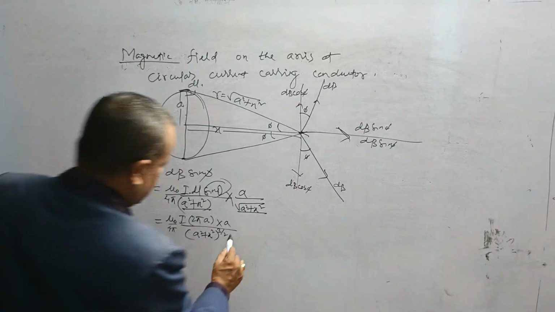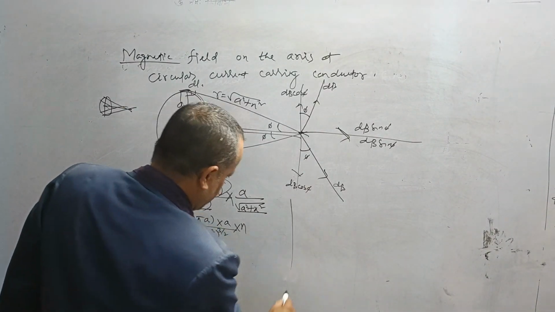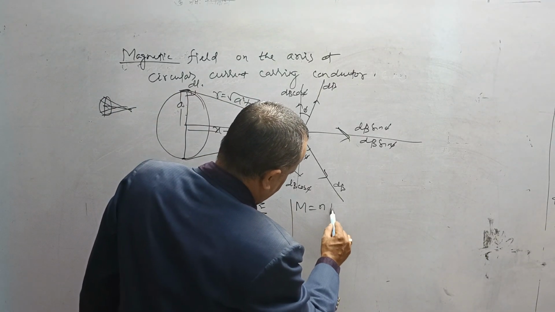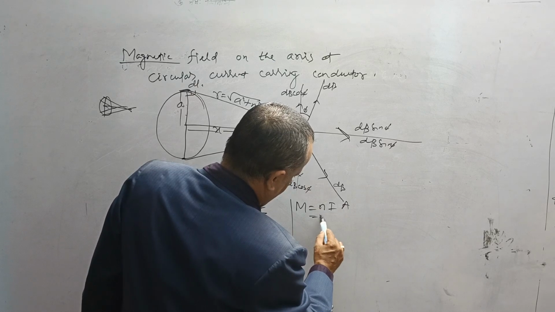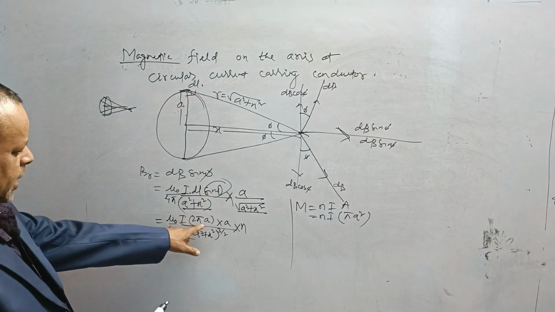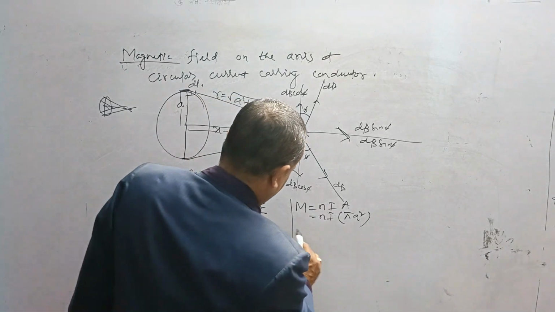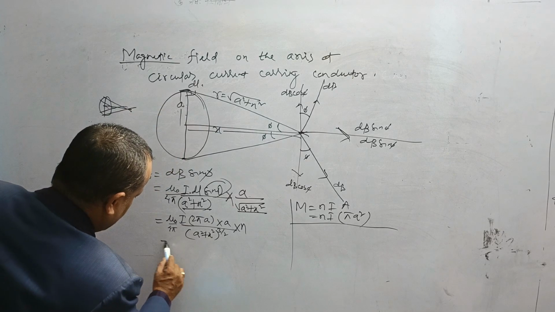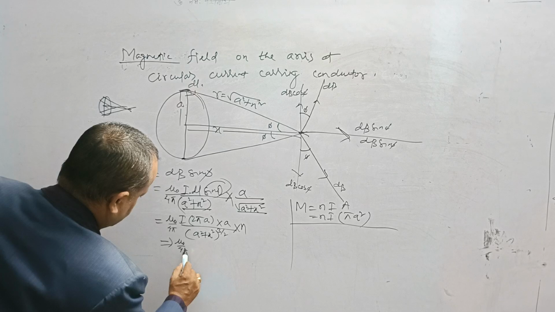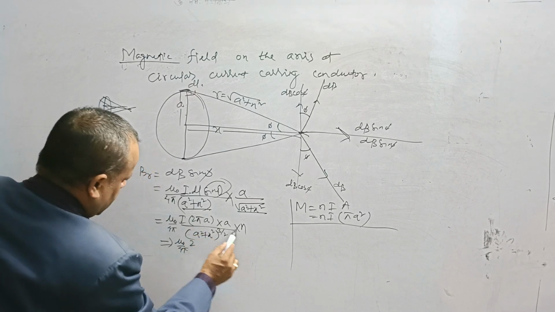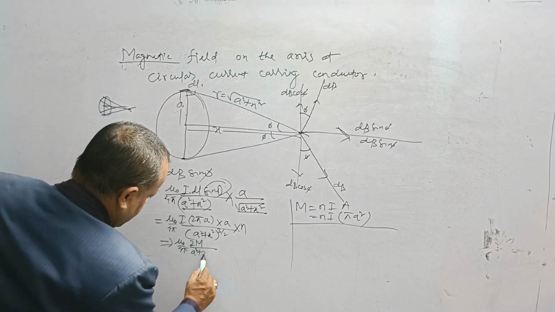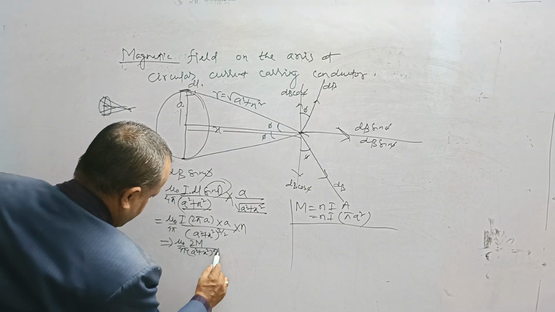Suppose it has n number of turns. So we will utilize the formula of magnetic moment, that is n into I into A. Over here we have n, this is I, A is what? Pi a square. So this is the magnetic moment, and we'll replace this. Mu naught upon 4 pi, this is 2, this is n into I into pi a square, I will write as m. This is a square plus x square to the power 3 by 2.